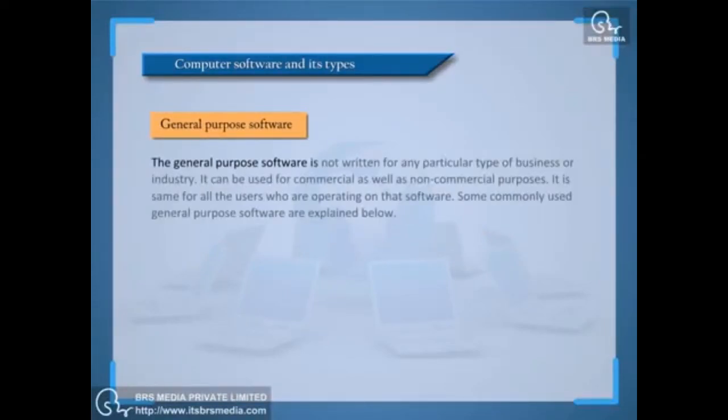General purpose software. The general purpose software is not written for any particular type of business or industry. It can be used for commercial as well as non-commercial purposes. It is the same for all the users who are operating on that software. Some commonly used general purpose software are explained below.